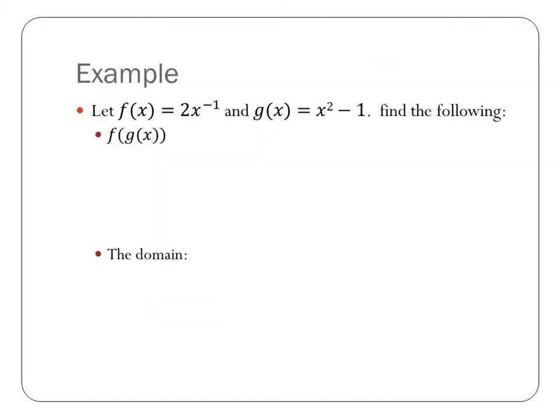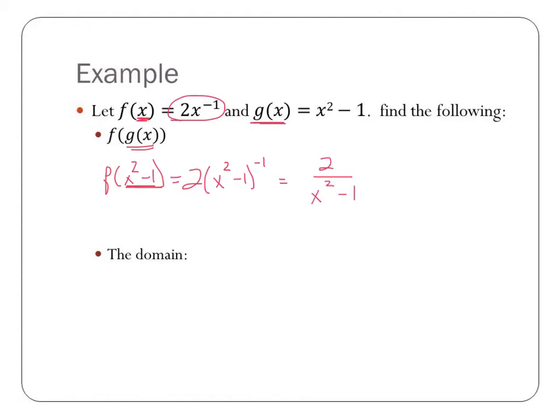First of all, we're going to find the following composition. We're going to do f of g of x. So here's what you do. Replace g of x. So we have f of, well, what is g of x? It is x squared minus 1. So now I have f of x squared minus 1. And remember, when you evaluate, you plug in this number for x. So this is going to be 2 times x squared minus 1 to the negative first, which if we move it to the bottom would look like 2 over x squared minus 1. And that might be the way to write it so that you can see it like that. All right, so there is f of g of x.